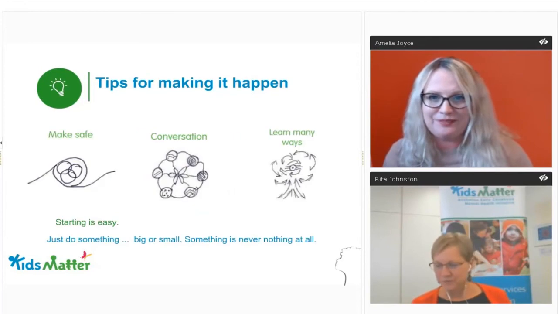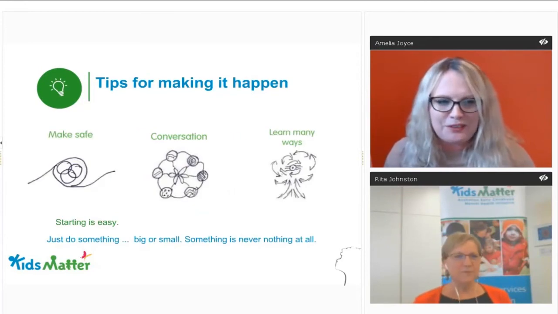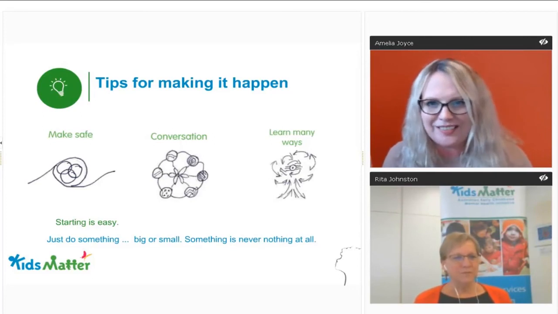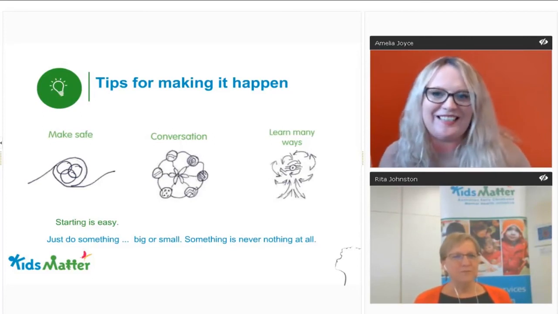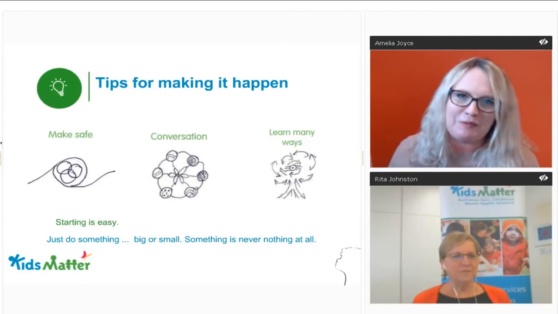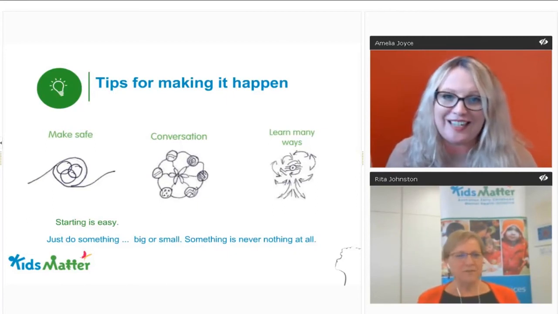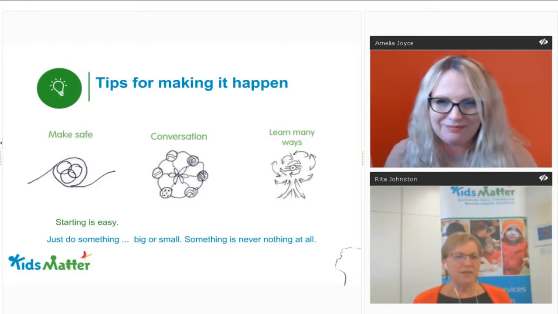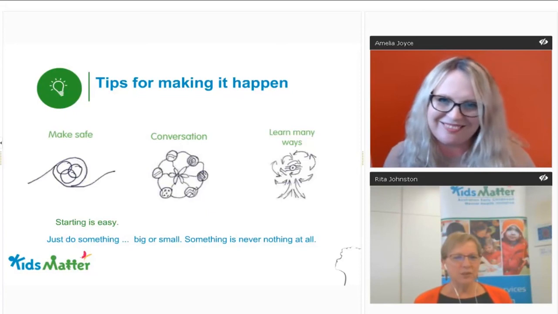Second tip, and you sort of mentioned this, Rita, a second ago, is around starting something. Starting is easy. So I'm going to hand over to you to talk a little bit more about that notion of starting. So I think we think starting is easy, but starting can be the hardest thing to do, and really that is where your KidsMatter facilitator can help you.